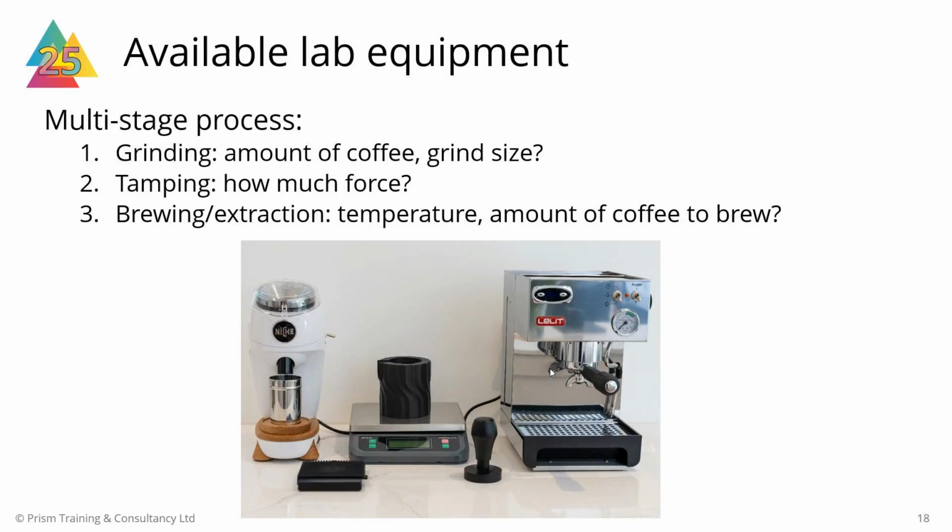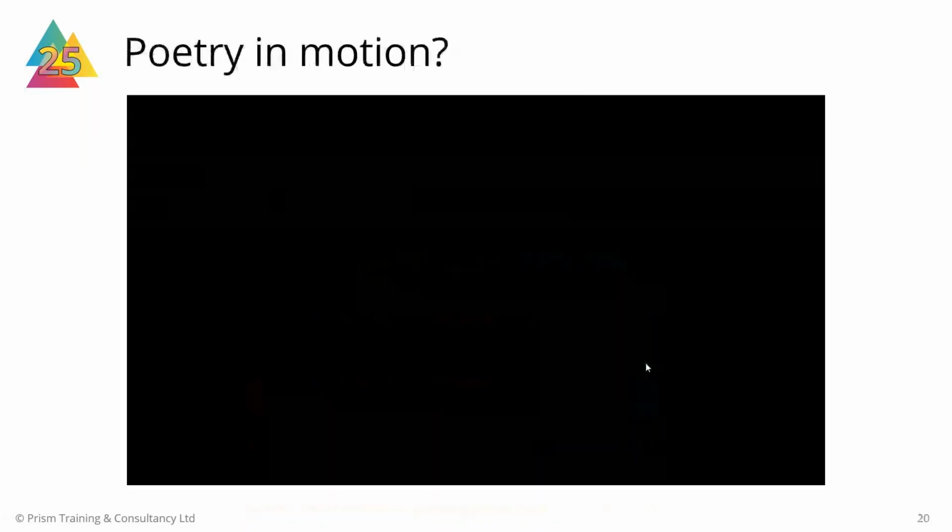I'm doing all of this at home in my home lab. I've got a coffee grinder. I've got a tamper, which we use to kind of squash the coffee down. I've got a coffee machine, which has some buttons and dials on, which is going to be fun later. How do we use all this? How do we kind of optimize the process using this equipment? Well, let's have a look and find out.